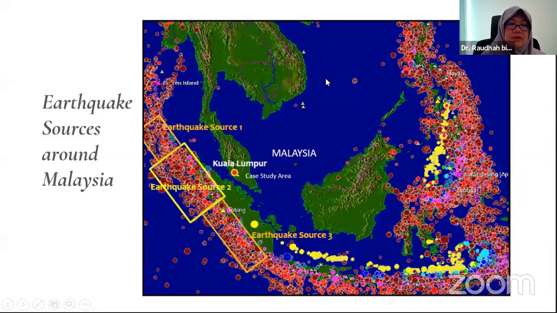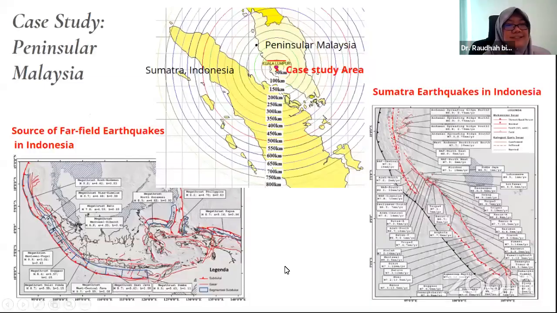The earthquake sources around Malaysia. So these are, when you conduct the study, you will identify the earthquake sources based on the location. I think I should go faster because it's already 30 minutes.